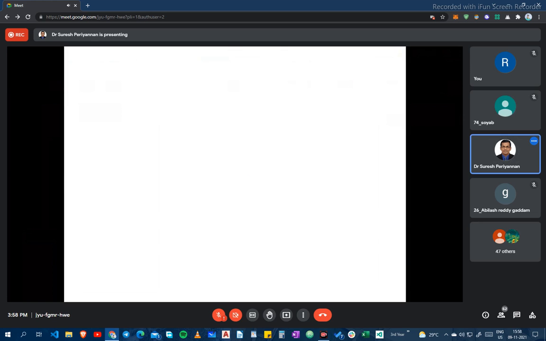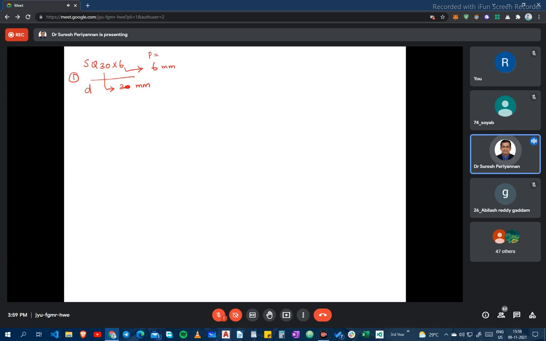Thread designation. Now suppose this is for square thread designation: SQ30 into 6. This means the nominal diameter is 30 mm, and this is the pitch of the screw, a 6 mm pitch. This is the nominal diameter D, and this is the pitch 6 mm. This is the square thread designation.